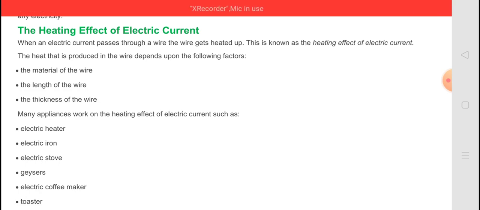Then after, the heating effect of electric current is utilized in a safety device called an electric fuse, for protecting household wiring and electrical appliances from the accidental large flow of current. So now we will discuss the applications of the heating effect of electric current. First, electric heating appliances.